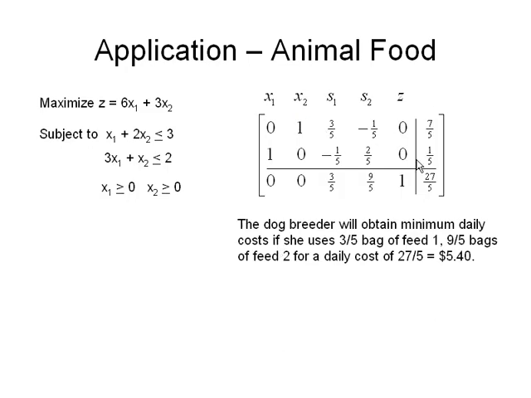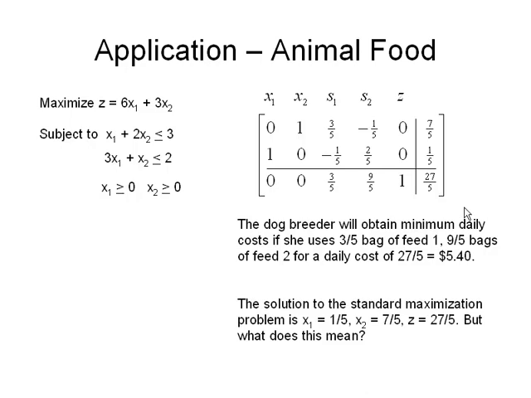Looking at the final tableau, the dog breeder will obtain the minimum daily cost if she uses 3/5 bag of feed 1 and 9/5 bags of feed 2 each day. When she does that, she'll have a minimum daily cost of 27/5 or $5.40. There's the solution to our problem. We get it from that maximization problem.